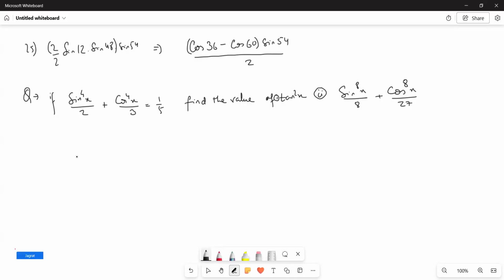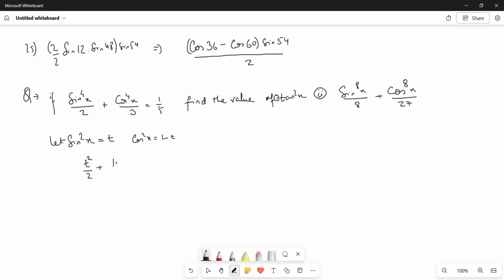Okay, well, for solving questions of this form, generally, if we have sine power 4, cos power 4 terms, what we do is, let's say we let sine square x as t. Okay, take sine square x as t. So this equation will become t square by 2 plus cos power 4x. Now, if sine square is t, what would be cos square? Cos square will become 1 minus t.